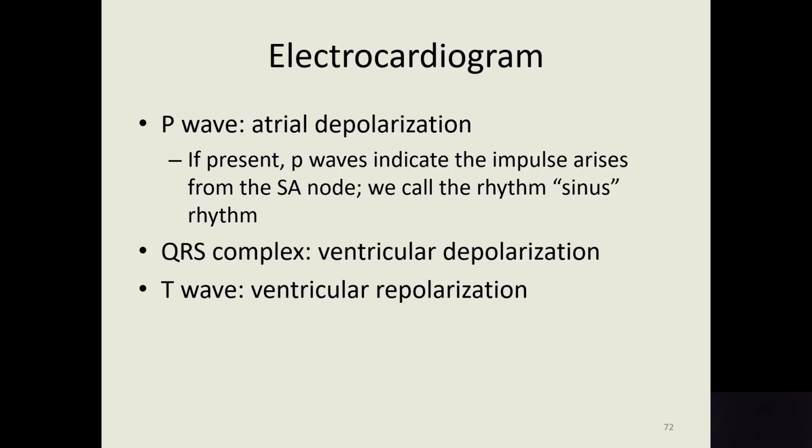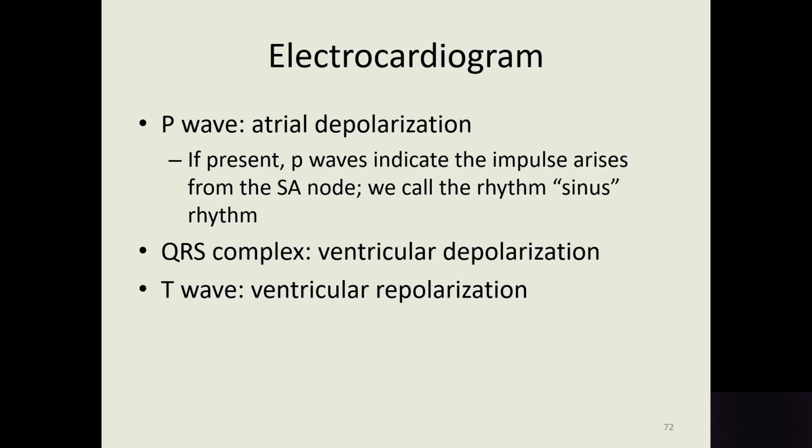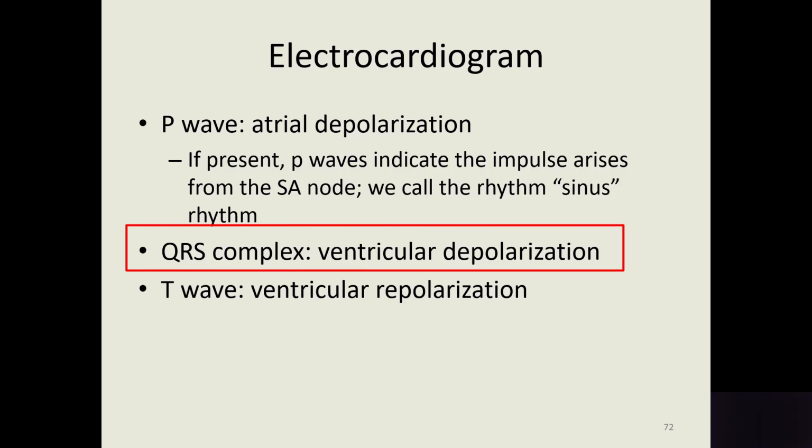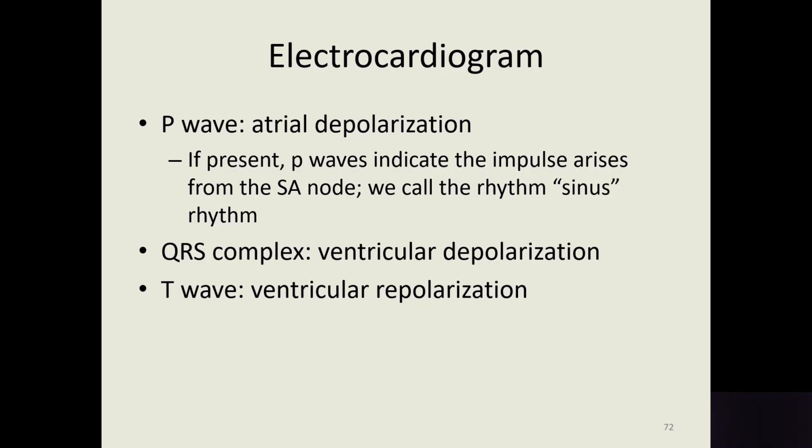The P wave indicates atrial depolarization, an electrical signal that's going through the atria. So if the P wave is present, that means that the electrical signal is arising from the SA node. We call this rhythm a sinus rhythm. The QRS complex indicates ventricular depolarization, and the T wave indicates ventricular repolarization, or ventricular resetting, if you will.